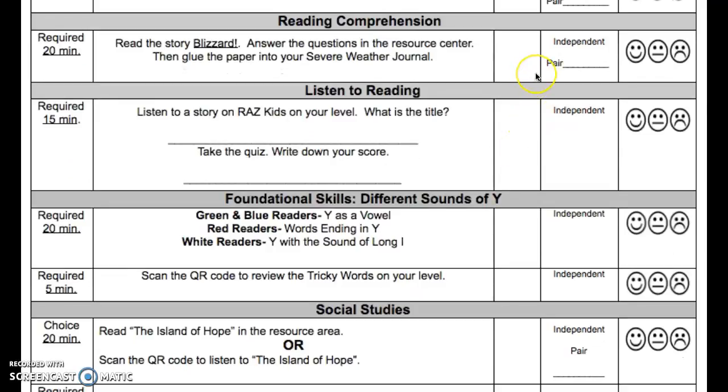For reading comprehension this week, required for 20 minutes, you're going to read the story Blizzard. Then you're going to answer the questions in the resource area. Then glue the paper into your severe weather journal. This is independent or pair. Reflect when you're done. Don't forget that your severe weather journal is what we do in the afternoon. That's where you're gluing this in.